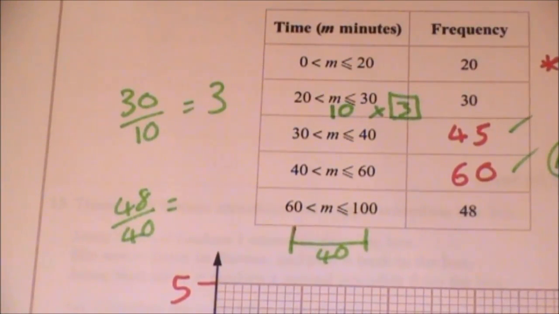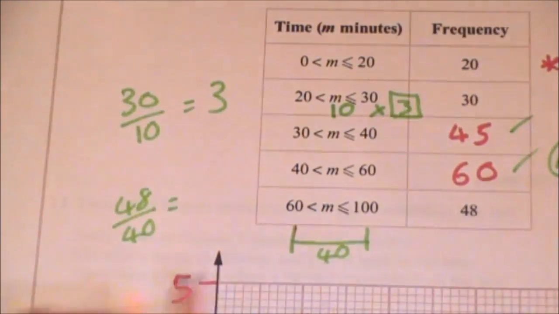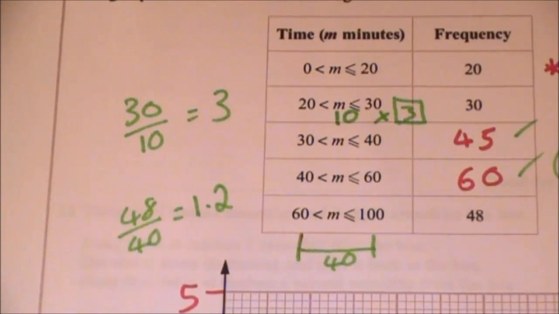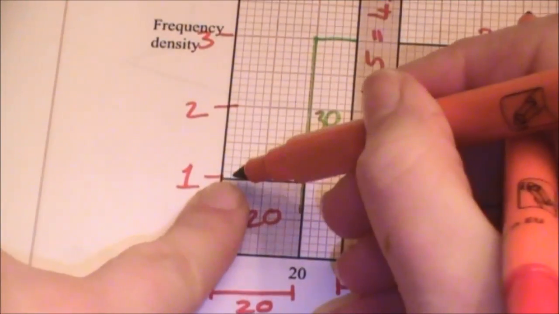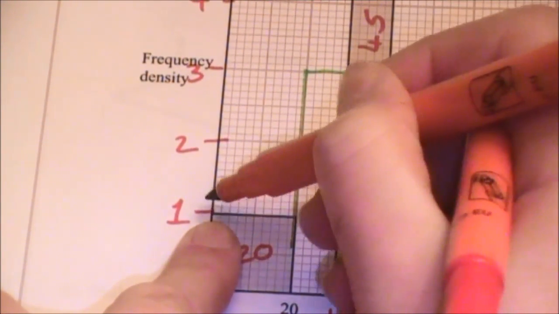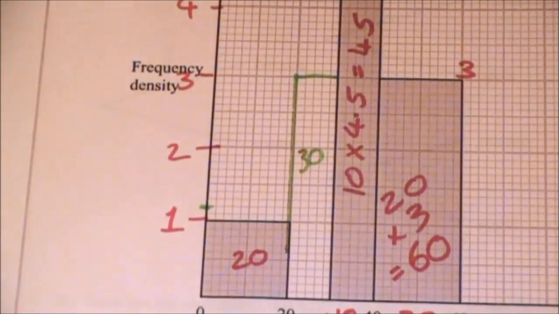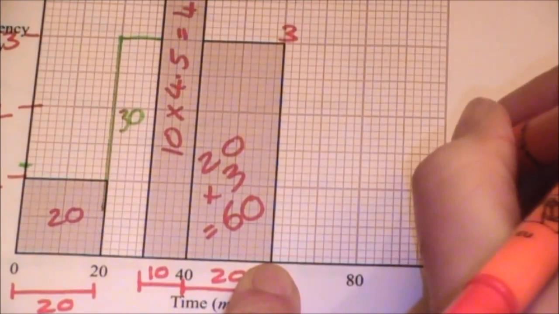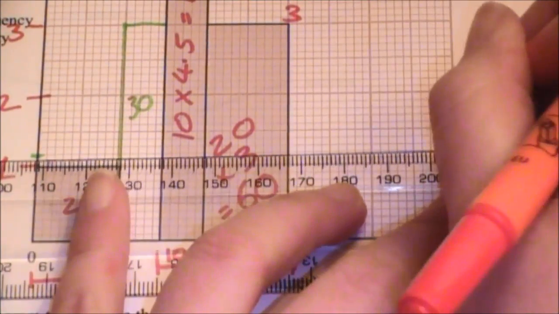And 48 divided by 40 is 6/5, which is 1.2. So this bar has a height of 1.2. So there's 1. There's 1.5. And because each one is worth 0.1, because there's 10 of them, 1.2 is just going to be there. So I go across to where they wanted it from 60 to 100, and I'm going up to 1.2. So it's going to be that tall. I can draw it in.